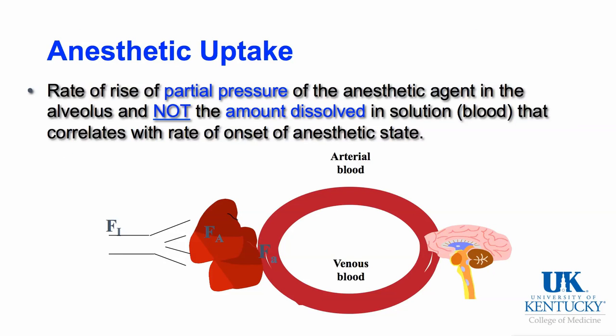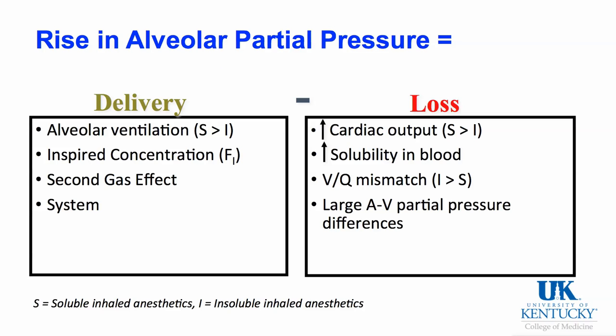So it's the rate of rise of the partial pressure of the anesthetic agent in the alveolus, not the concentration, but the partial pressure. It's not the amount dissolved in the blood that correlates with the onset of the anesthetic state. Again, it's the partial pressure. As it rises in the alveolus, it drives it into the arterial blood, drives it into the brain, and we have a rapid rise in anesthetic uptake. Now, there's some factors that affect this rise in partial pressure, delivery factors and things that remove it.